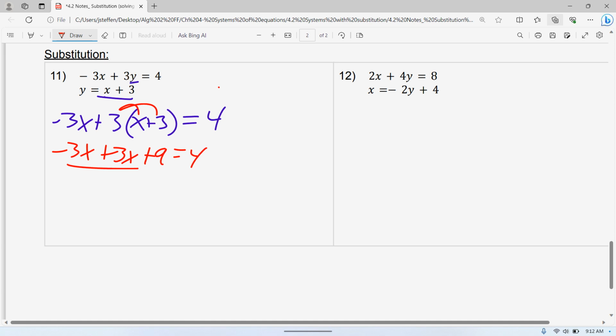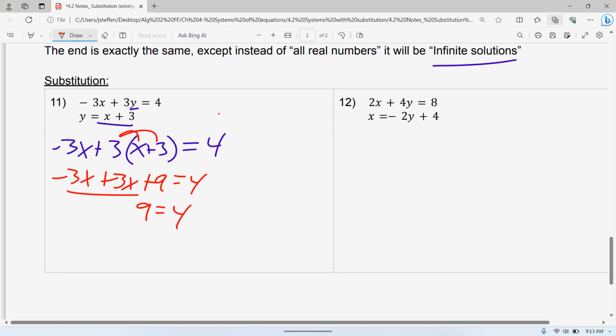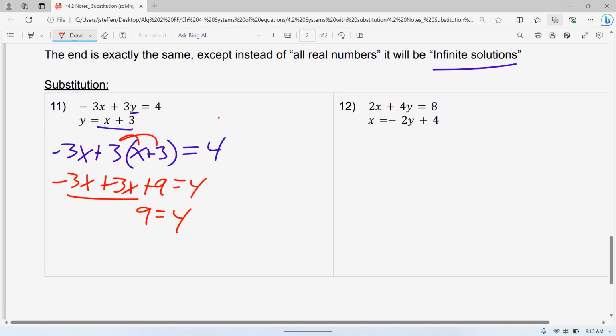They cancel. If you want to put 0x, you can. That means they cancel. This part's going to be a little bit different. Now my x is canceled, so all I'm left with is 9 is equal to 4. And now it looks very, very similar to what we had before, where all our variables cancel. That's the exact same concept. So now that our variables cancel, just like before, we ask ourselves, is 9 equal to 4? No, not at all. So this one's no solution.